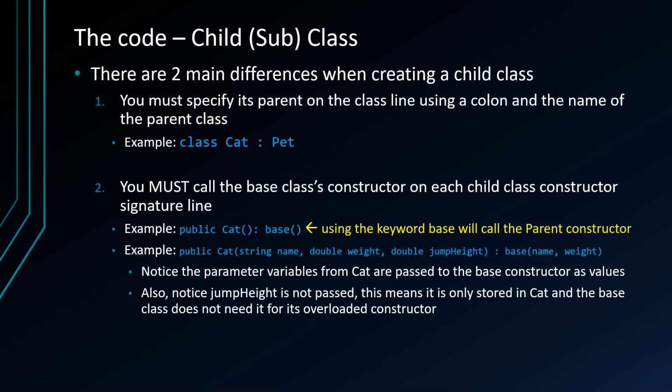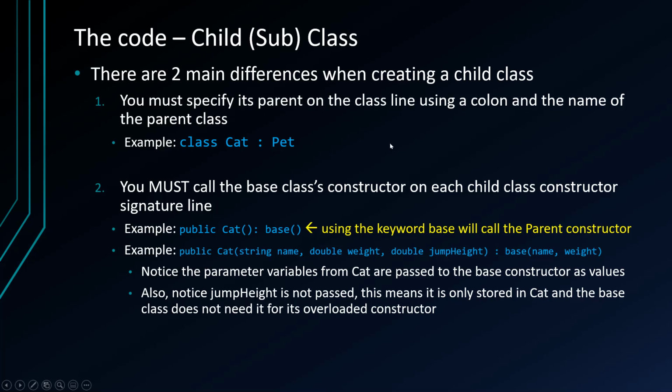So there's going to be two main differences when we create a child class. The first thing is that we have to specify its parent. So in the class line, normally we would just say class and then the name of our class, which is going to be the name of our file. But we also have to designate who the parent is. In our example, it's Pet.